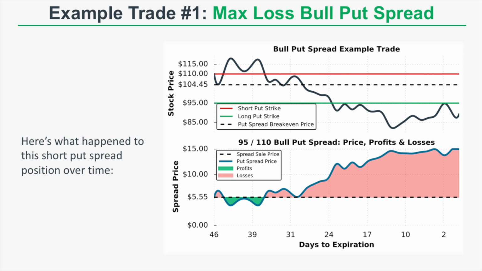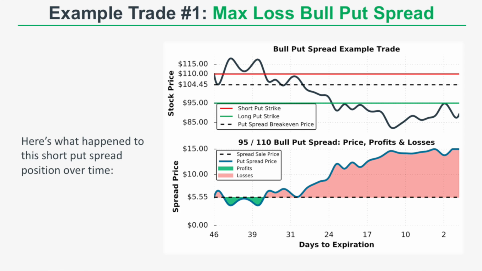Now, keep in mind that you can always close a put spread early before expiration if you want to lock in a loss or lock in a profit. So in this case, since we're short the 110 put and we're long the 95 put, to close this short put spread before expiration, we would have to buy back the 110 put and sell the 95 put in the same transaction at their current market prices.